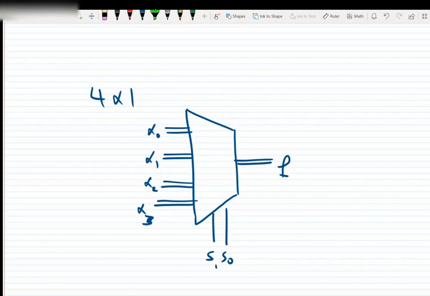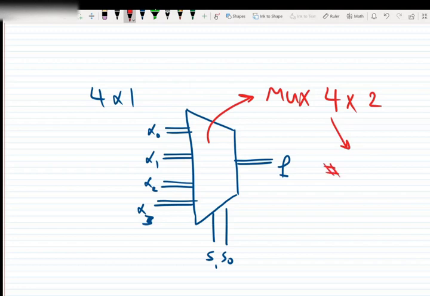So if we want to give a name to this multiplexer, we say this multiplexer is 4 number of inputs by 2, the size of inputs. Number of inputs, and this one is the size of inputs.